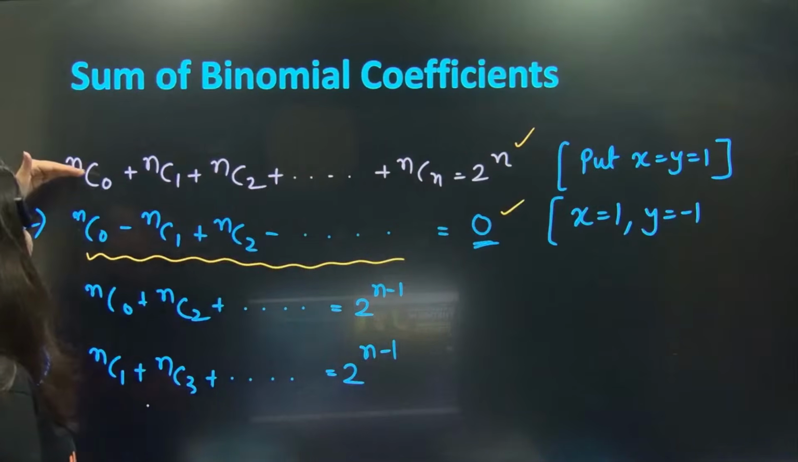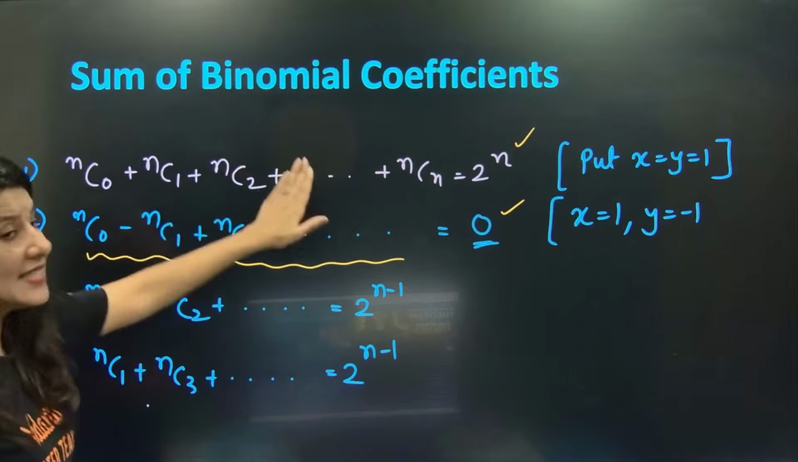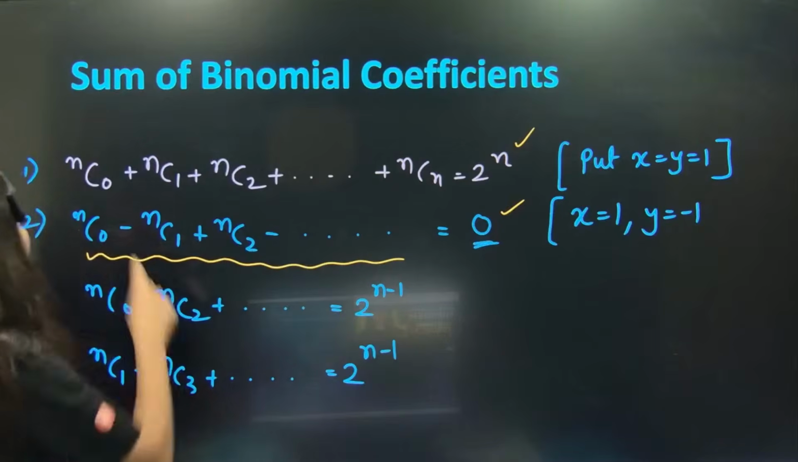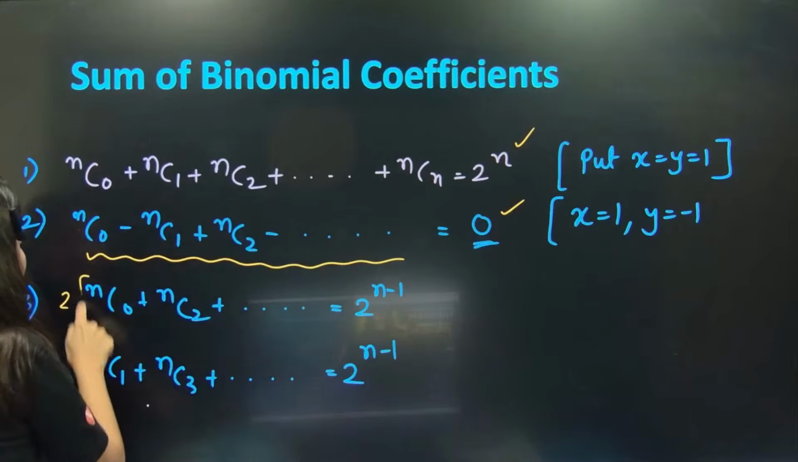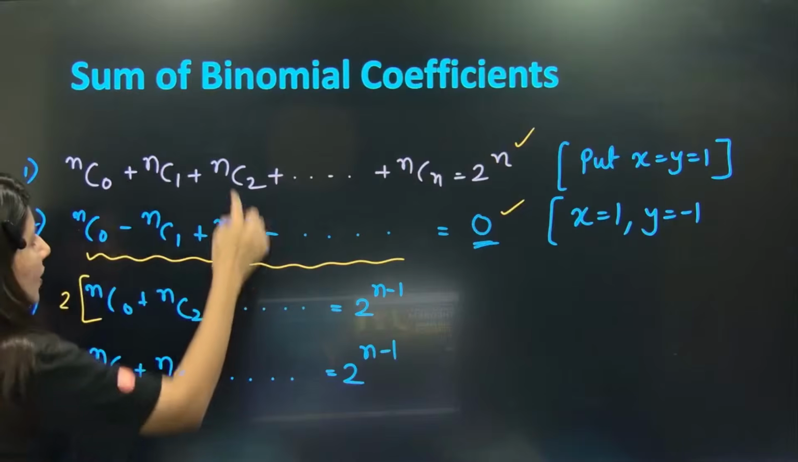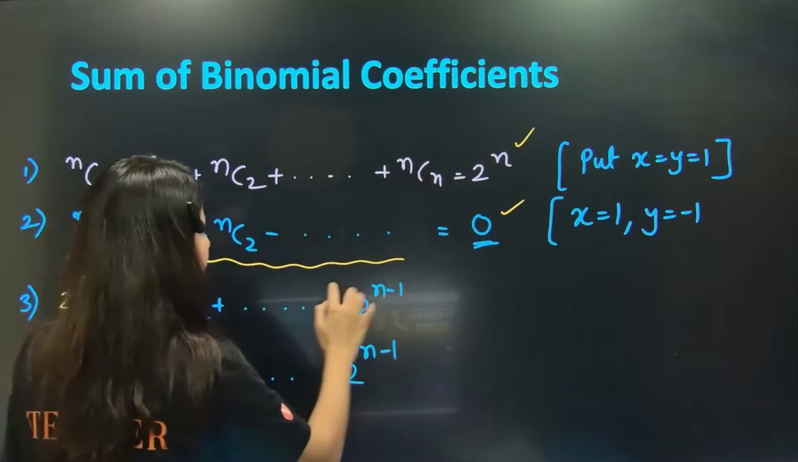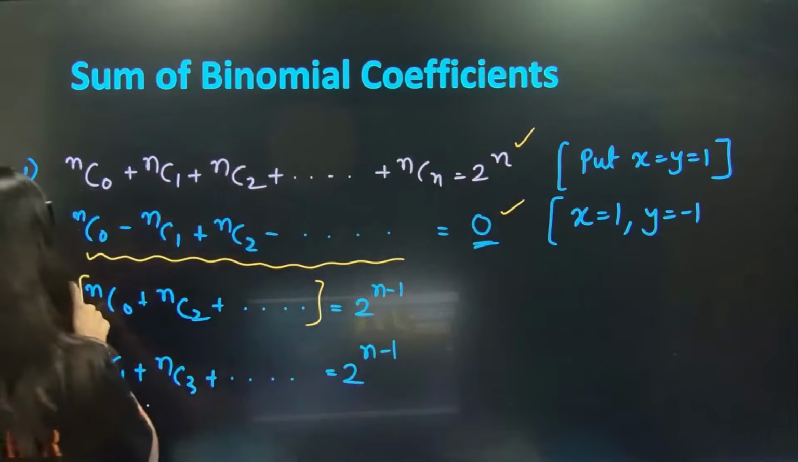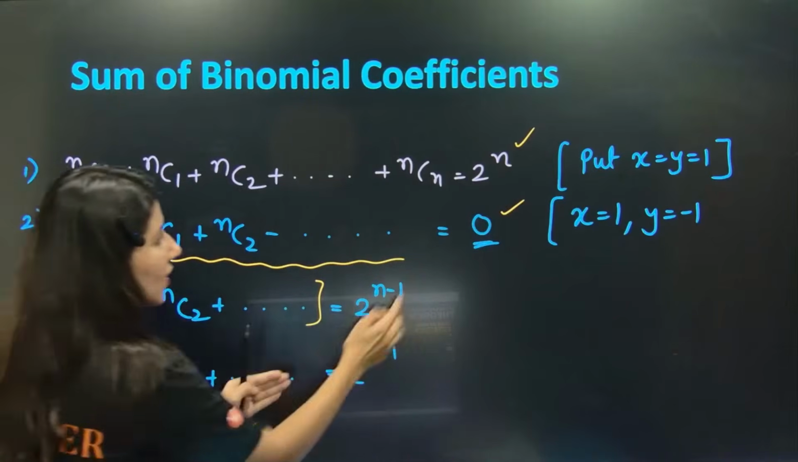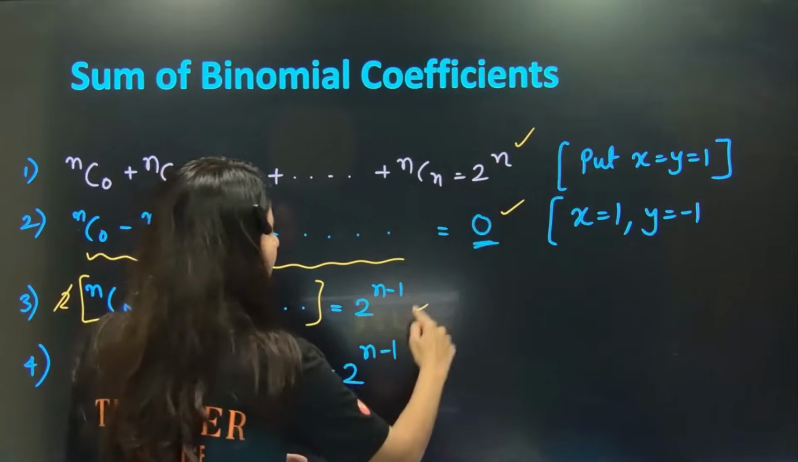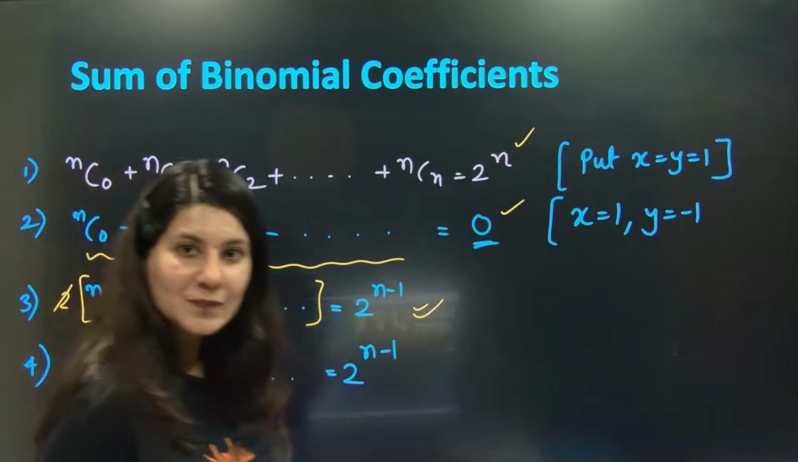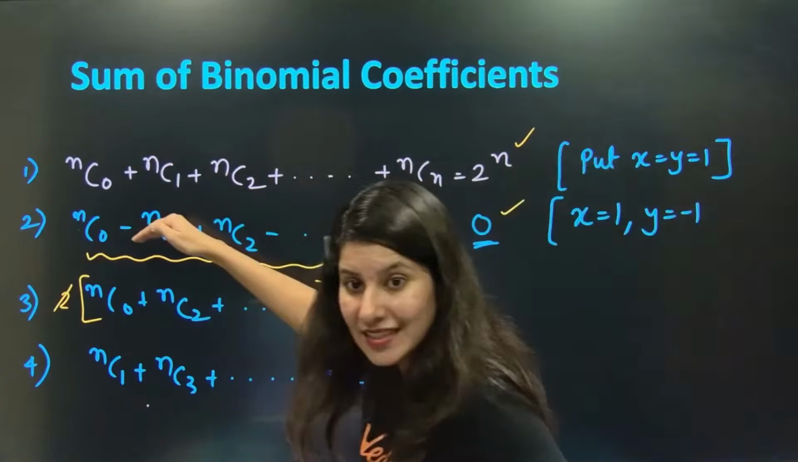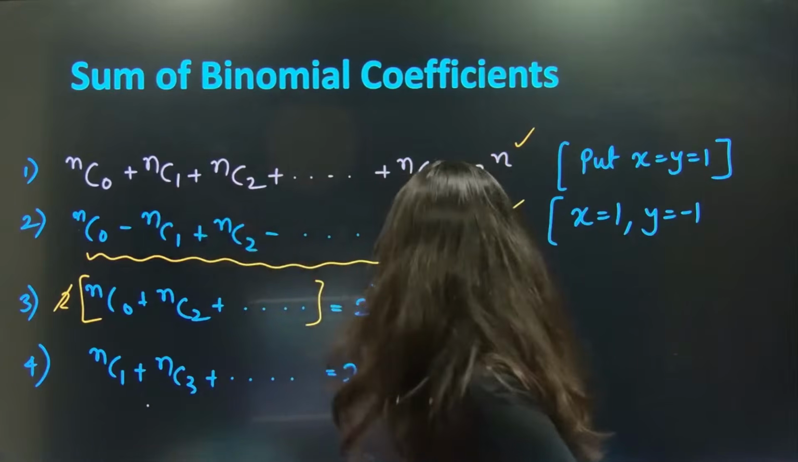If you add the first and second equation, nC1, nC3, all the odd terms will be cancelled out and nC0 will be twice. nC1 will be gone. nC2 doubled, and so on, is equal to 2 power n. Now 2 power n, so the 2 will go here. So it will be 2 power n by 2, which is 2 power n minus 1. Correct? Okay.